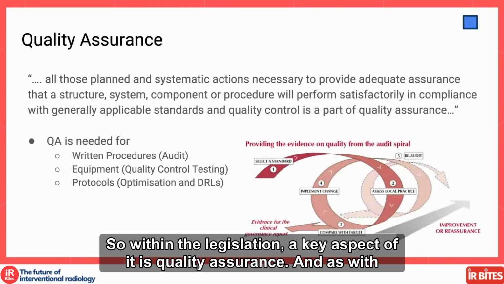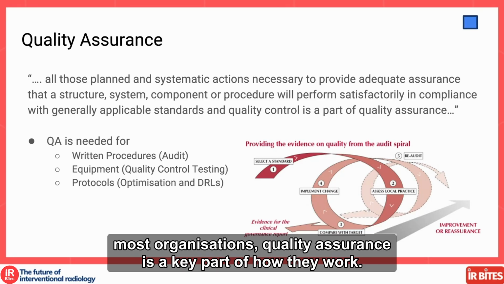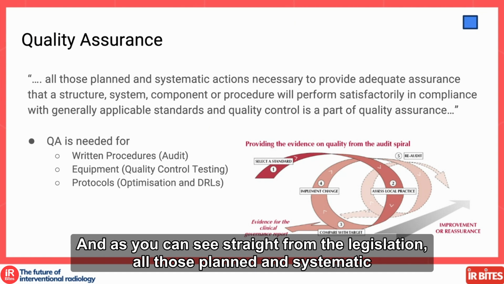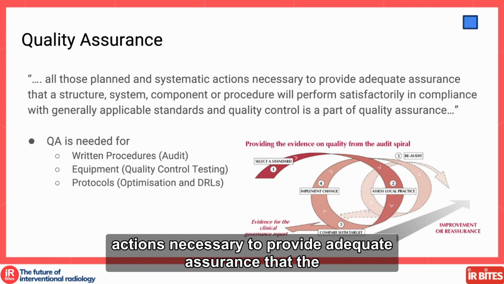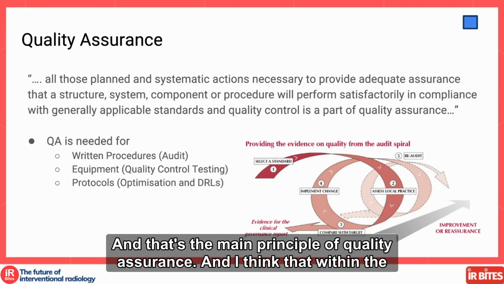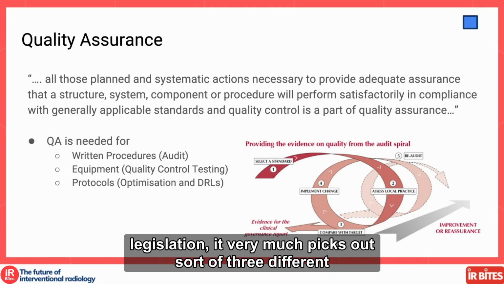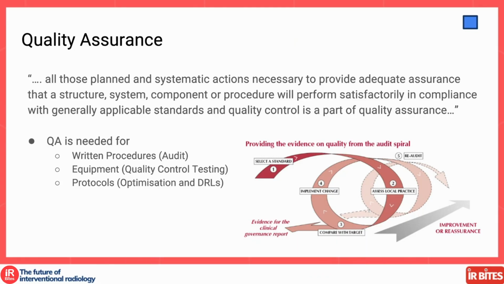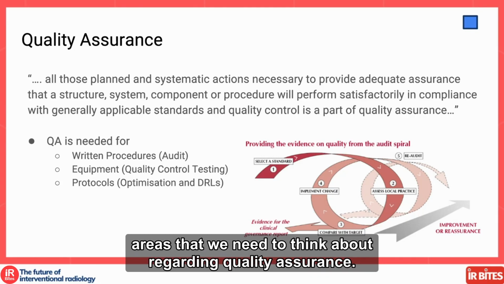So within the legislation, a key aspect of it is quality assurance. And as with most organisations, quality assurance is a key part of how they work. And as you can see straight from the legislation, all those planned and systematic actions necessary to provide adequate assurance that the structure, system, component or procedure will perform satisfactorily. And that's the main principle of quality assurance. And I think that within the legislation, it very much picks out 3 different areas that we need to think about regarding quality assurance.